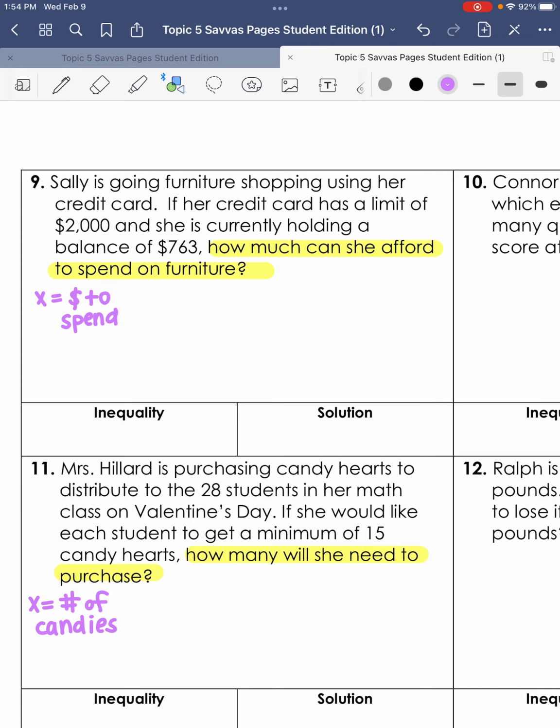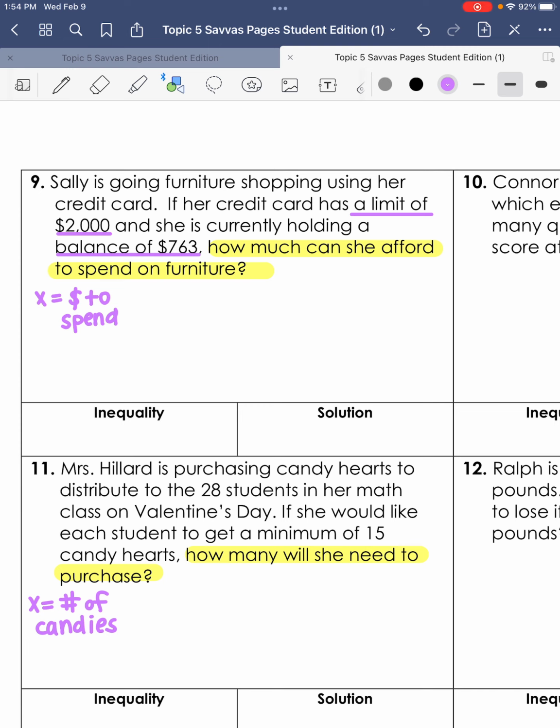Well, she has a limit of $2,000, and she's currently holding a balance of $763. That means that $763 is like sitting on her credit card bill, right? So now which one of those is the total? If you said 2,000, you're right. So I know that that's going to go after my inequality sign. So it's just helpful to note what number is your total. It goes after your inequality sign, just like when we were writing equations, it went after the equal sign. Okay, so that means before the inequality sign, I need 763 and I need my variable.